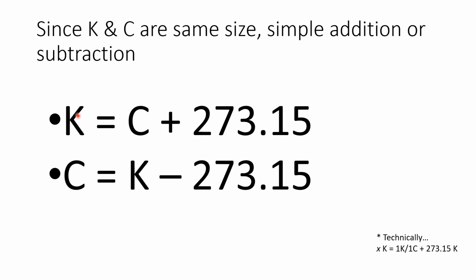To convert from C into K, all you have to do is add 273.15. To go from K to C, all you have to do is subtract 273.15. Now, technically, there's a little bit stronger conversion down here, but this up here works. Just do this up here, and it will work for you. Add 273.15 to get from C into K.